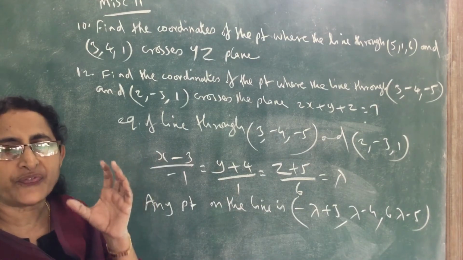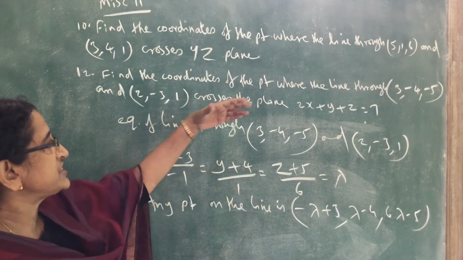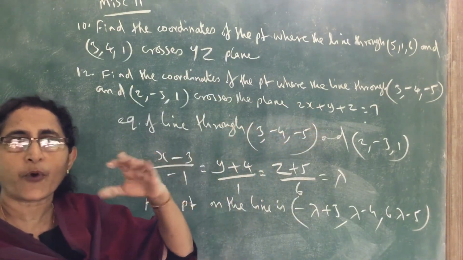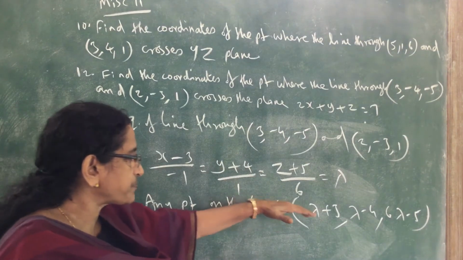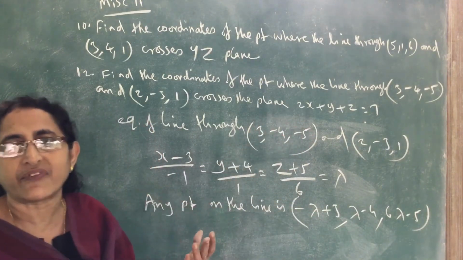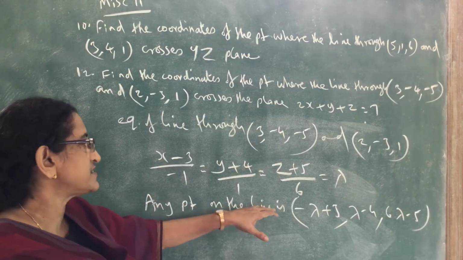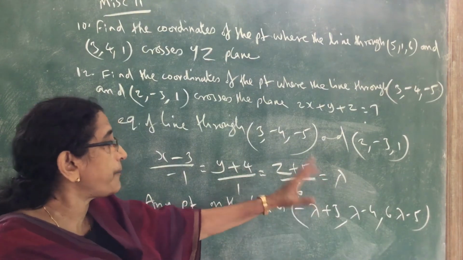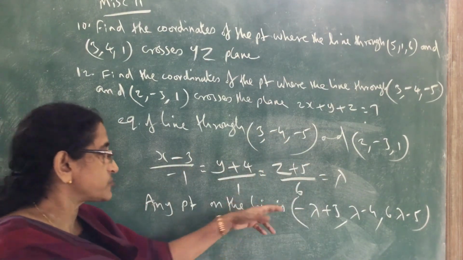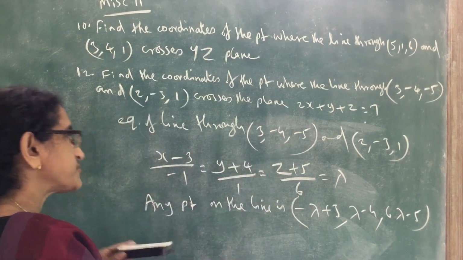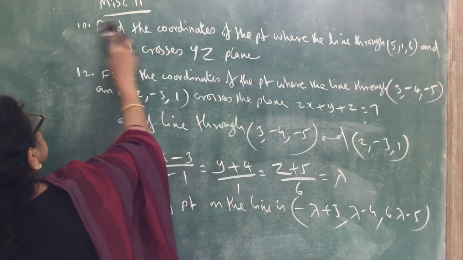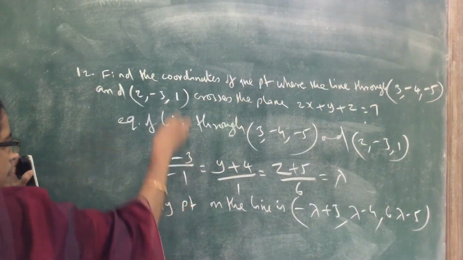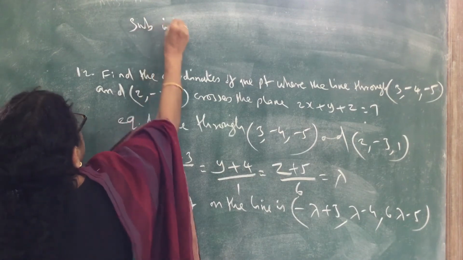So to find the value of lambda, one condition is given: the point where the line crosses this plane. That means it is a point of the plane also. So if this point lies on this plane, we can find the value of lambda. Since we want to find the point of intersection of the line and plane, we can substitute this point in the equation of the plane. So now substituting in the equation of the plane.